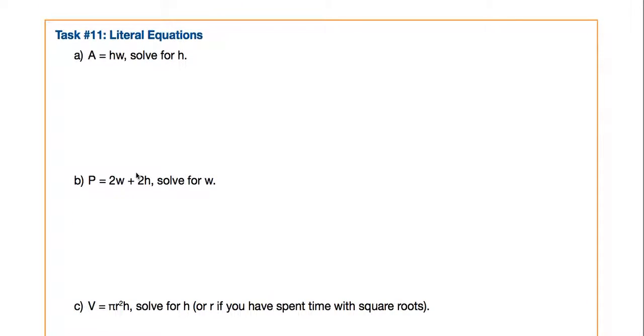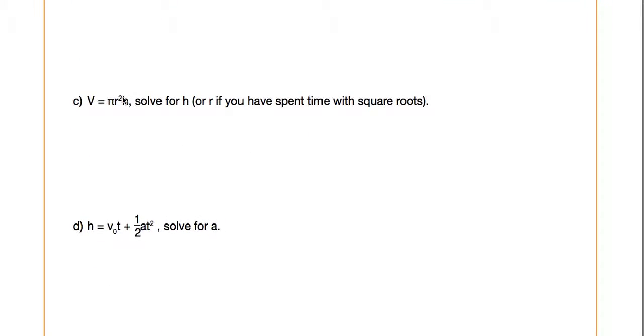Literal equations you will have as well. If it says, for example, solve for h here, here's an h, you divide by w on both sides. So a over w equals h. If you are solving for h here and you got 2 things being multiplied, all you got to do is divide by both of those at the same time. They would go away and leave you with h equals v over pi r squared.